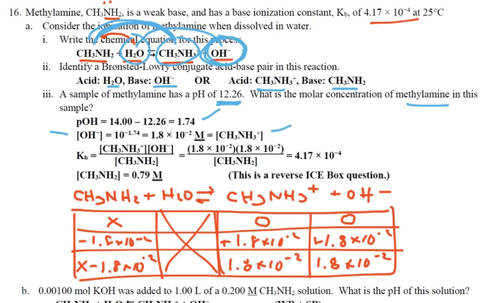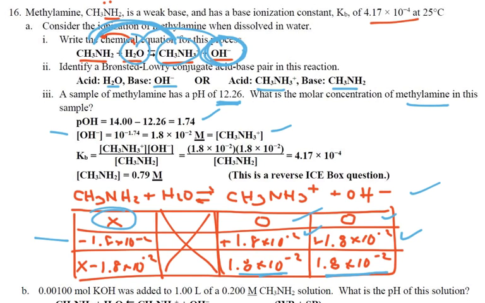And what we're going to do is go back and do an icebox, and I wanted to show that piece. So I just recopied the equation here. Now the icebox, because we know the OH is 1.8 times 10 to the minus 2, and we know that every time we make an OH, we're also going to make a methylammonium. So both of these are 1.8 times 10 to the minus 2, and we started with 0 of each of these. Then our change must be plus 1.8 times 10 to the minus 2, plus 1.8 times 10 to the minus 2, minus 1.8 times 10 to the minus 2.